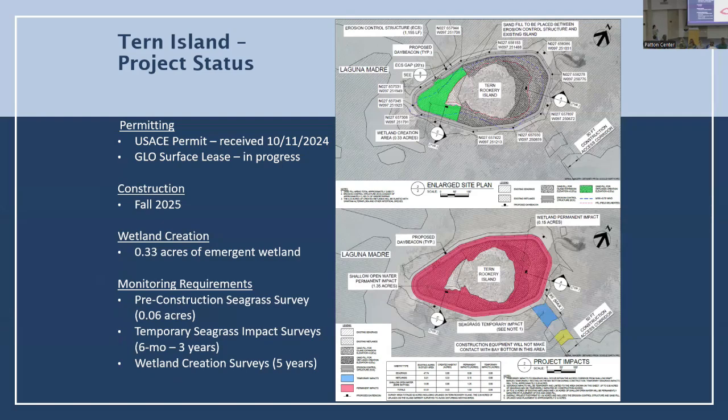And as part of this project, we're also doing wetland creation. It's 0.33 acres of emergent wetland. We're planting that with native vegetation, including Spartina alterniflora.